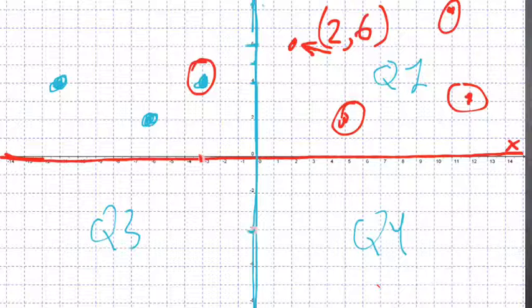Let's go with this one. What is the ordered pair of that point right there? Well, it is -3 and 4.